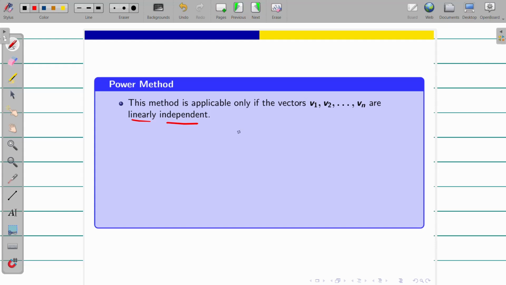This method is applicable only if the eigenvectors v1, v2, etc., vn are linearly independent. You know how to check when a set of vectors is linearly dependent or independent. So it should be linearly independent. And it may still hold if the eigenvalues are not distinct, that is, repeated. Even in that case, it may be true.